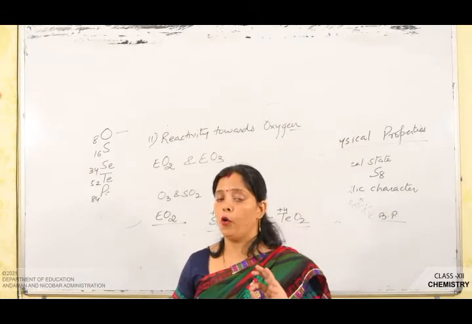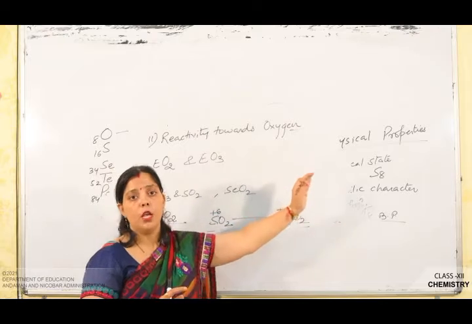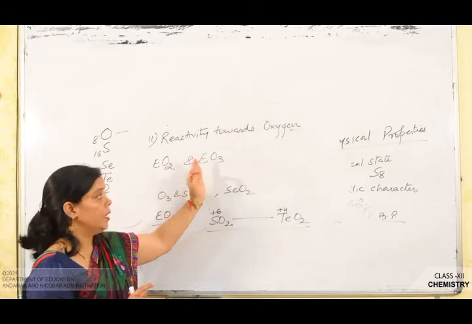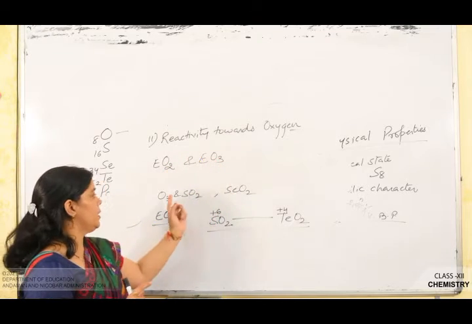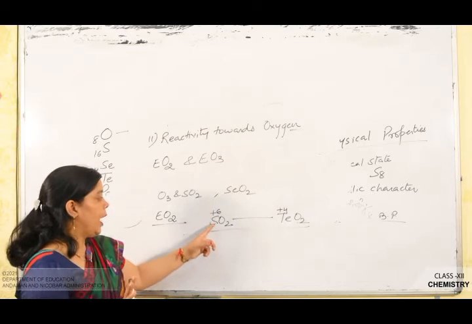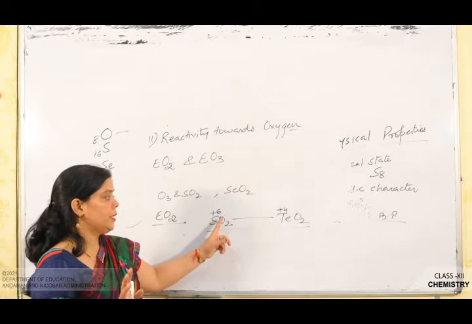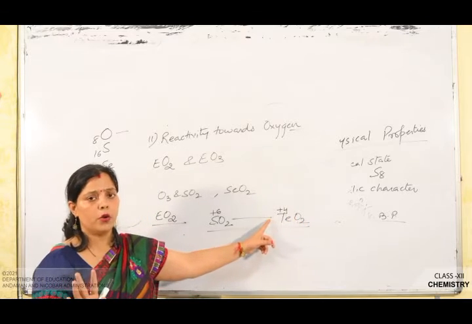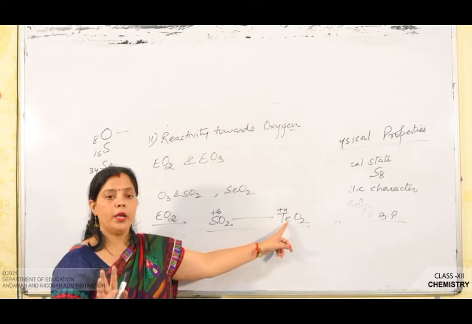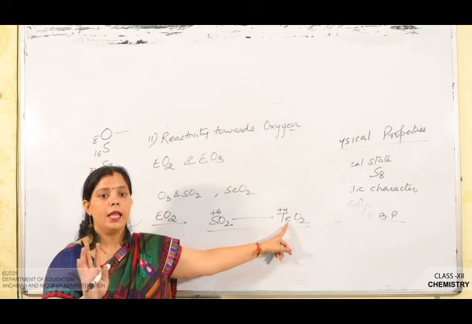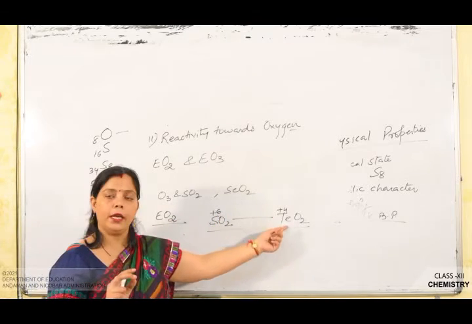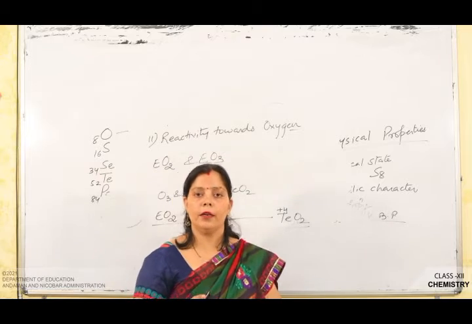This is the overall summary of the reactivity towards oxygen. When it combines with oxygen, it forms two types of oxides, EO2 and EO3, sulfur dioxide and sulfur trioxide. In this, SO3 and SO2 are gases, SeO2 is a solid. The reducing character decreases from SO2 to TeO2. The reason is that sulfur is more stable in +6 oxidation state, whereas tellurium is more stable in +4 oxidation state. That's why the reducing property of the dioxides decreases from SO2 to TeO2, and this is only due to the inert pair effect.